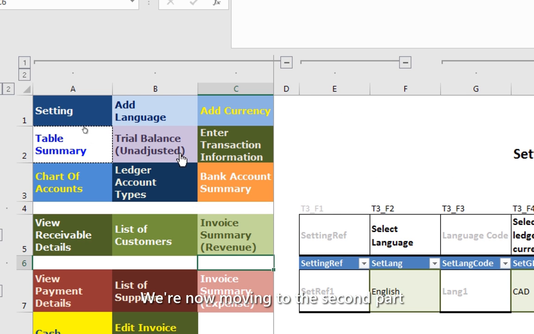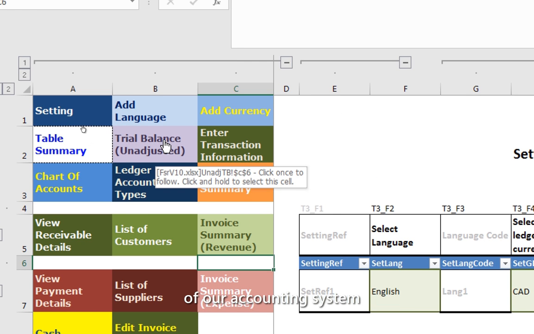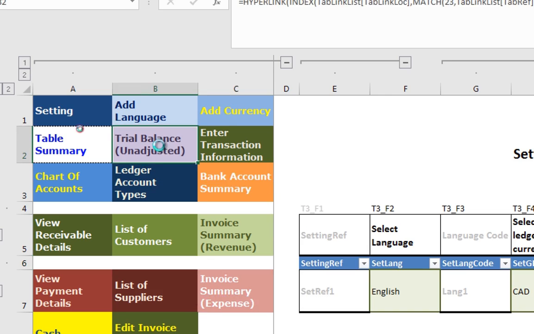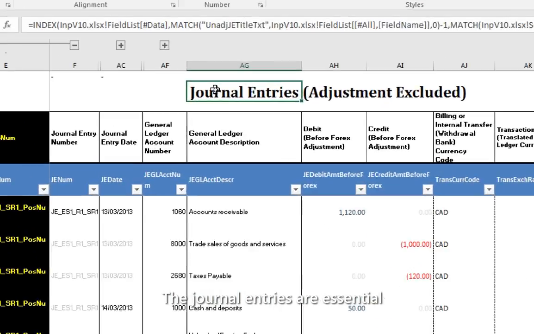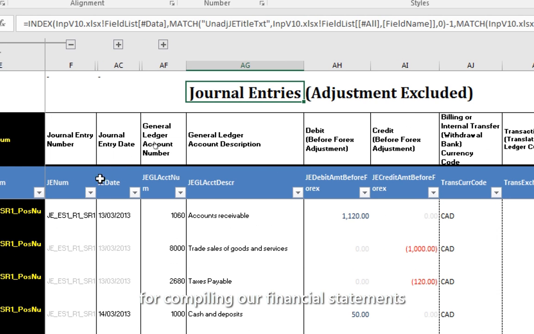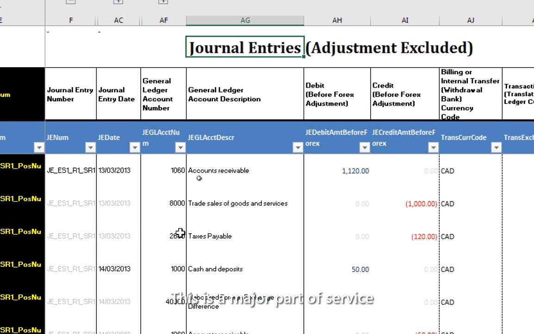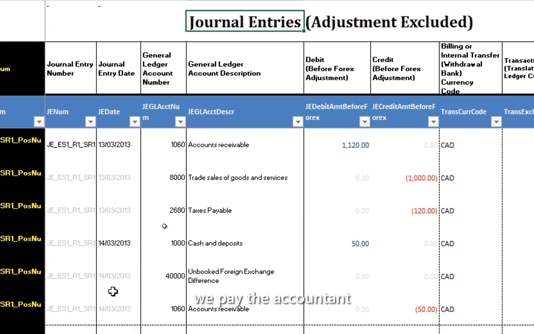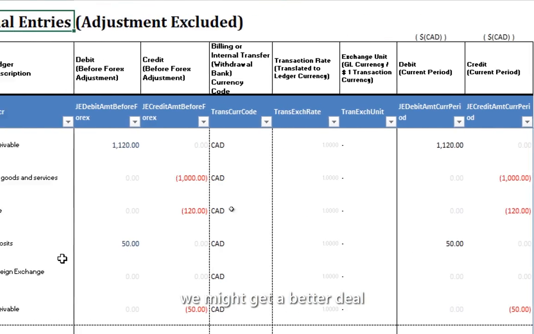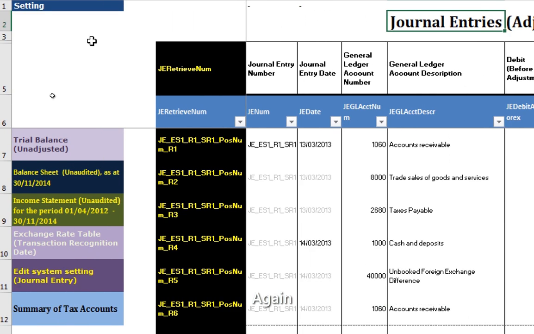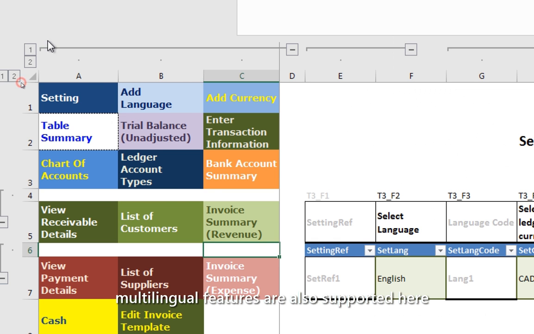We are now moving on to the second part of our accounting system. Journal entries. The journal entries are essential for compiling our financial statements. This is a major part of service we pay the accountant. If we can provide them the entries, we might get a better deal. Again, multilingual features are also supported here.